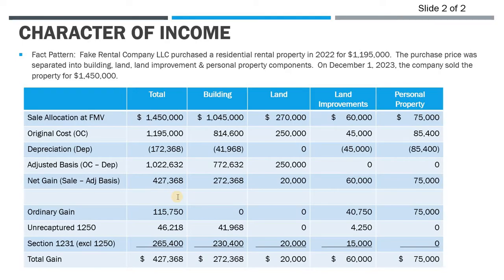So the analysis now is: of this $427,368, how do we break this out into the various components? What's going to be ordinary gain? What's unrecaptured Section 1250? And then what's Section 1231 gain overall, so what is that long-term capital gain component? At this point, let's go have a look at the return itself, and then we'll explain how we arrived at each of these items.